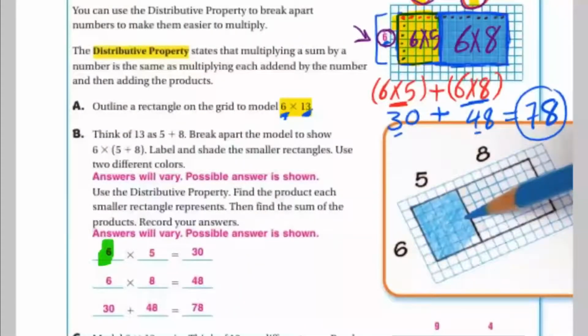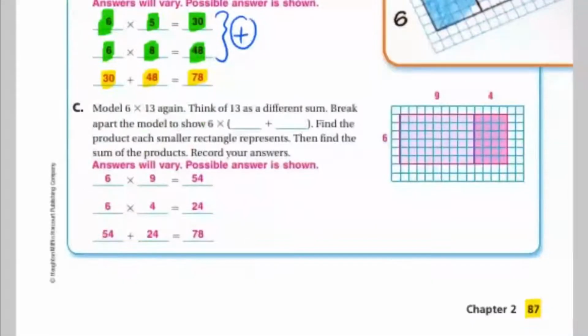The first step, multiply 5 by 6, it will be 30. And let's multiply 6 by 8, it will be 48. And then add them up. So it will be 30 plus 48, it will be 78. Like you see here. So that's our answer. Okay, let's see another way to multiply 6 by 13. The same way, but this time, we're going to break 13 into 9 plus 4.